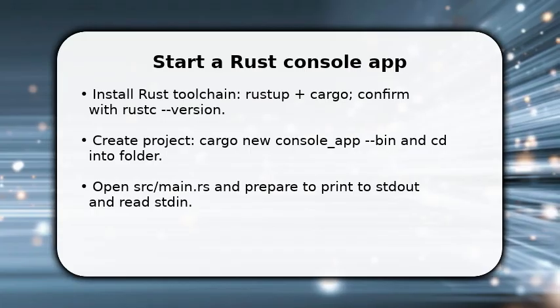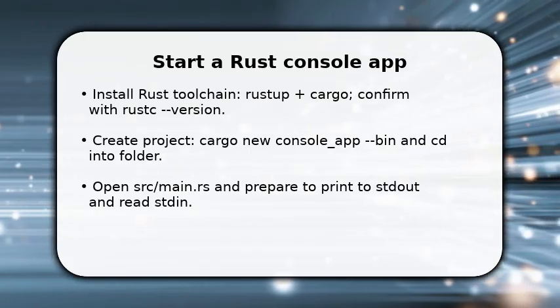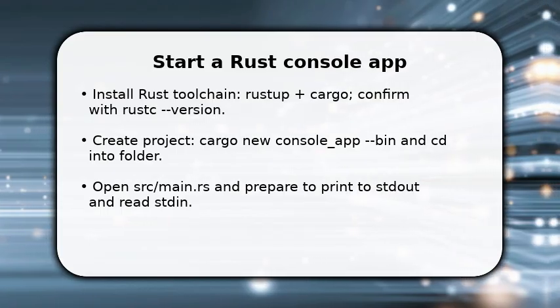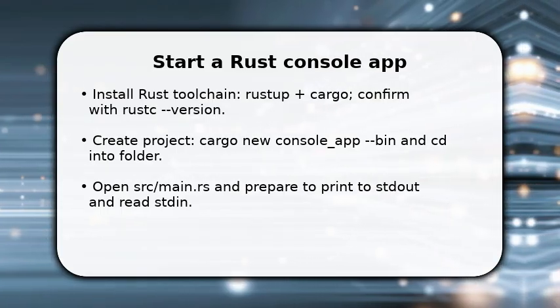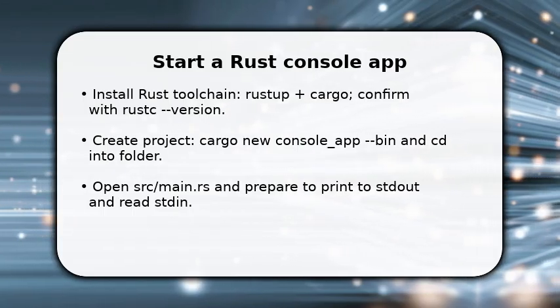You begin by creating a real Rust console app so you can run and iterate quickly. First, make sure rustup and Cargo are present. Run rustc --version to confirm. Next, create a binary project with cargo new name and change into that directory.